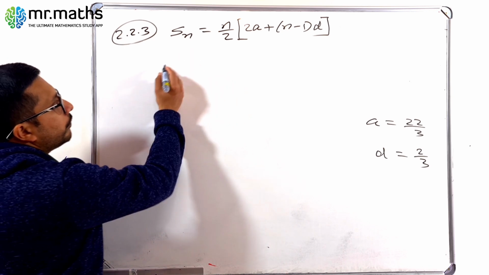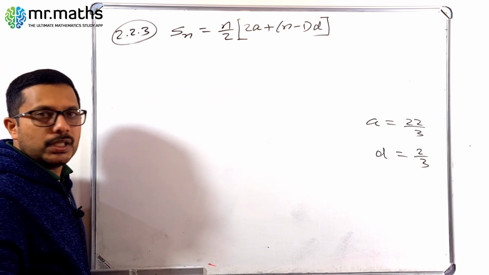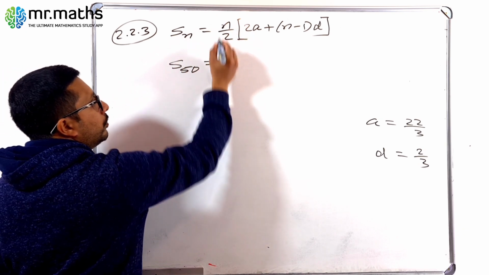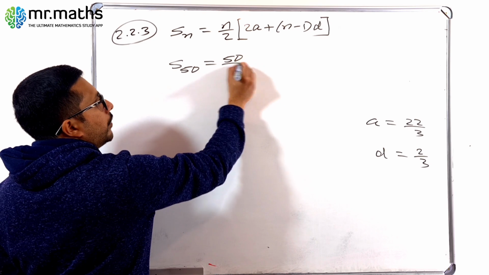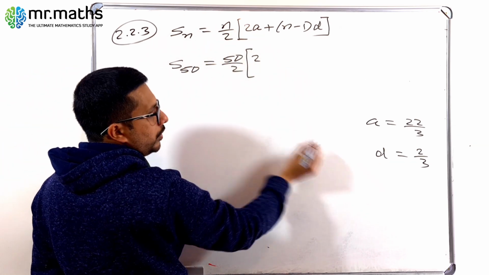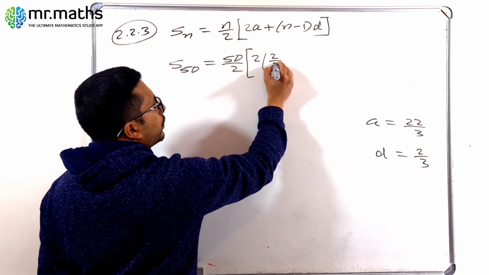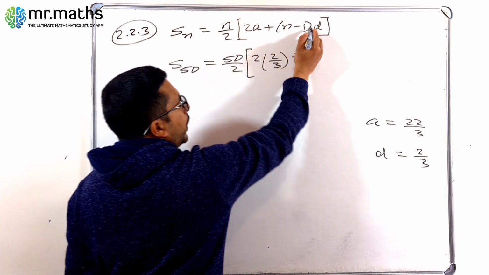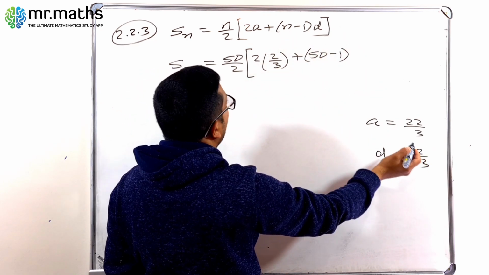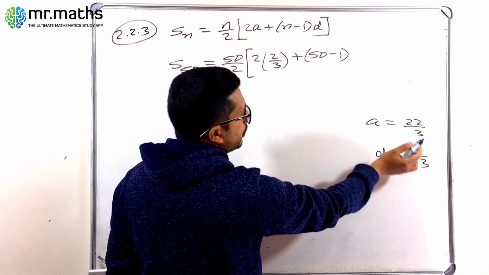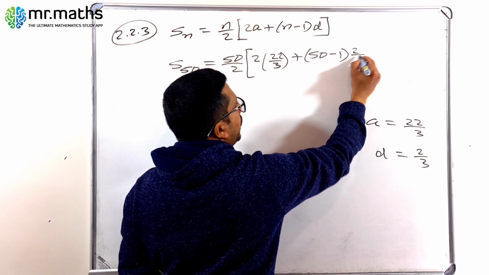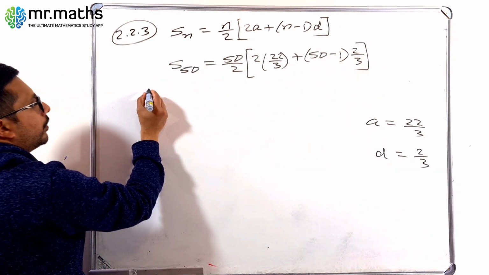Here we have to find the sum of the first 50 terms, so substitute the value of n as 50. S50 is equal to 50 divided by 2 into 2 times a plus 50 minus 1 into d. I'm sorry, what is a? A is 22 by 3, not 2 over 3. And d is 2 over 3.